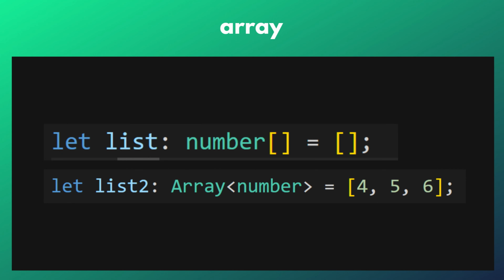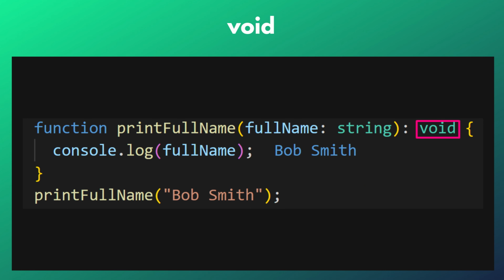Arrays. There are two ways to declare an array as in the example on the screen. Void. The void type is most often used when a function does not return a result. The printFullName function displays the result in the console, but does not return anything. There is no need to type void explicitly because TypeScript will infer it. The function takes one parameter, the string fullName.